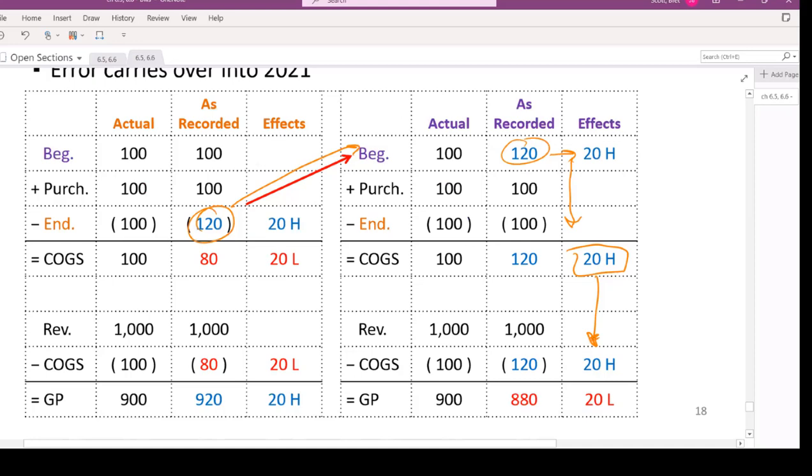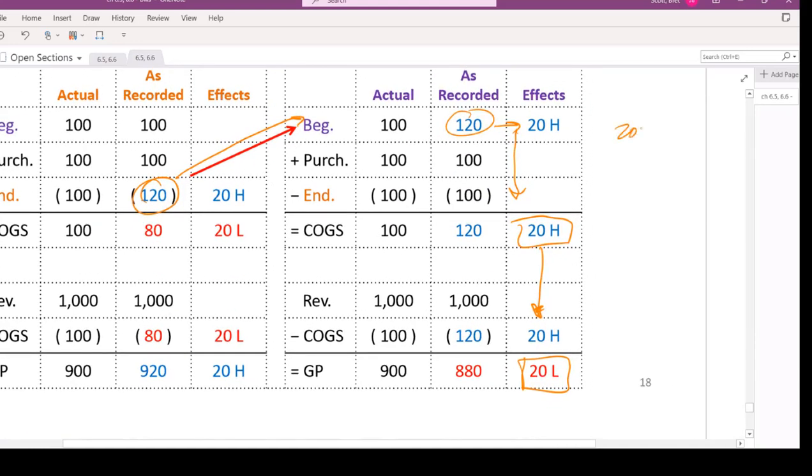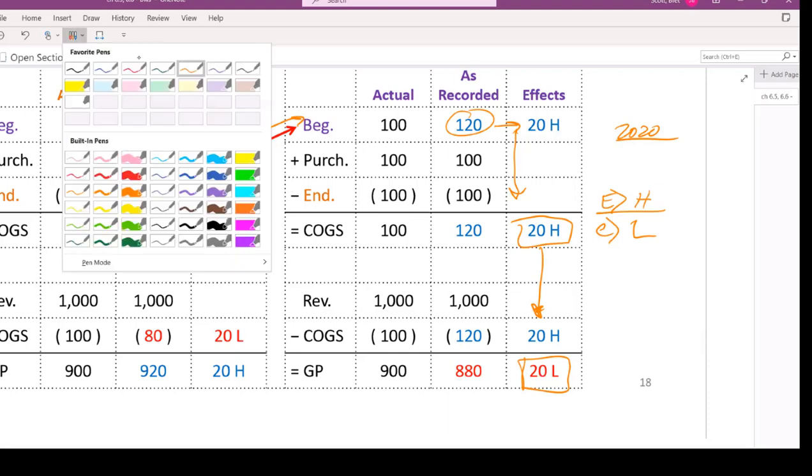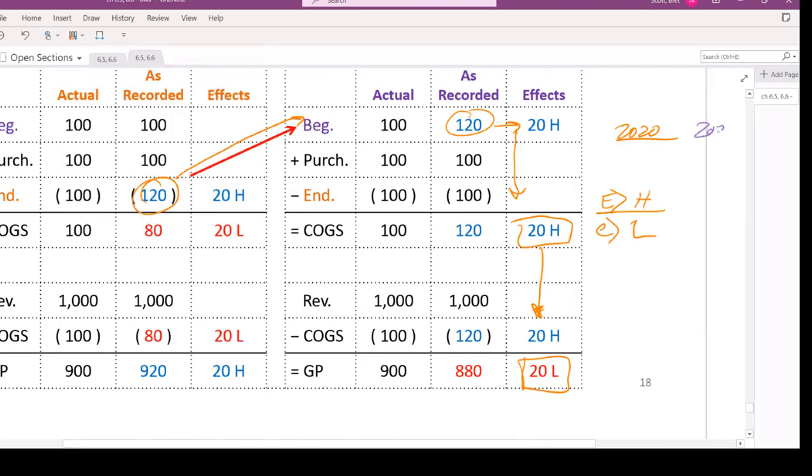If we have cost of goods sold that's too high, we have net income that's too low. So the pattern in this case is, again, 2020, the ending inventory was too high. Therefore, the cost of goods sold was too low. In 2021, you have beginning inventory being too high. In this case, cost of goods sold is also going to be too high. That's just the pattern. Okay? And that will always be the case, or it will be what we saw in the first example.